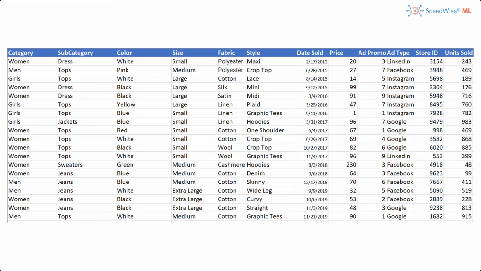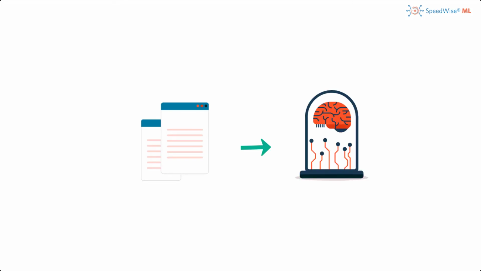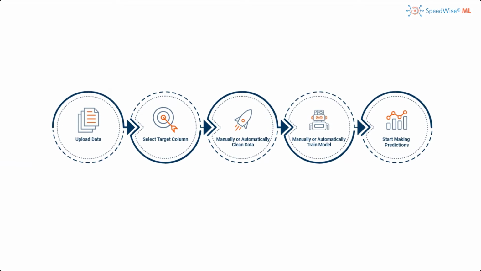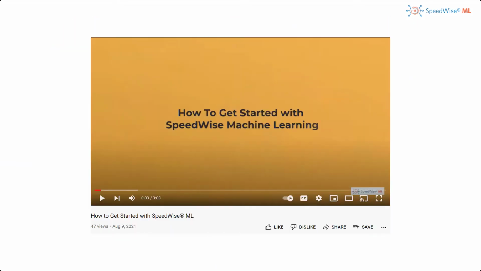You can see that the data set includes the category and subcategory for each item, along with other fields that I have shown above. I am going to use this data set to train a machine learning model. The machine learning model will then be able to detect patterns in the data set to be able to make various different types of predictions. To learn more about the steps required in a machine learning journey, check out our YouTube video, How to Get Started with SpeedWise Machine Learning.